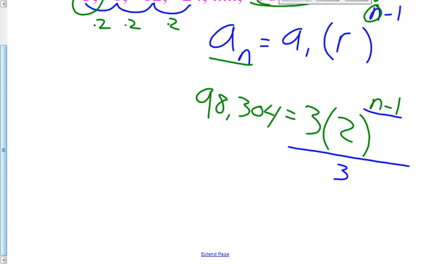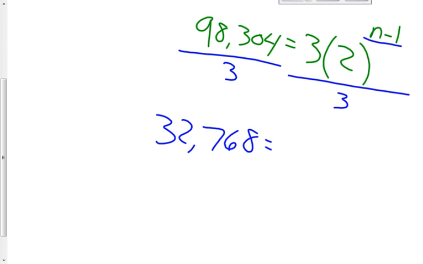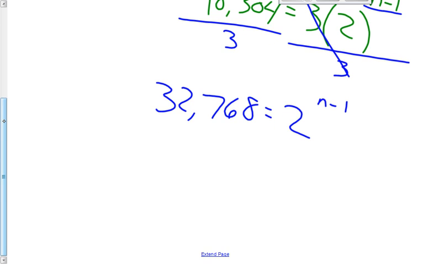I'm first going to divide both sides by 3. So in your calculator, if you take 98,304 and divide it by 3, you get 32,768. That equals, now this 3 is gone, so it's 2 raised to the n minus 1. All right, how do we solve for n? Hopefully you guys haven't forgotten already. If we need to solve for an exponent, what we need to do is either get common bases or we need to take the log of both sides. You can get common bases on this one, but I think it's just as easy to take the log of both sides. So watch as I do this here, class.